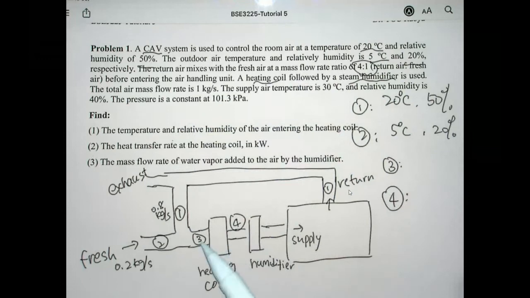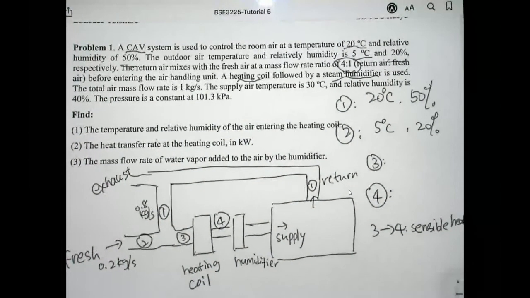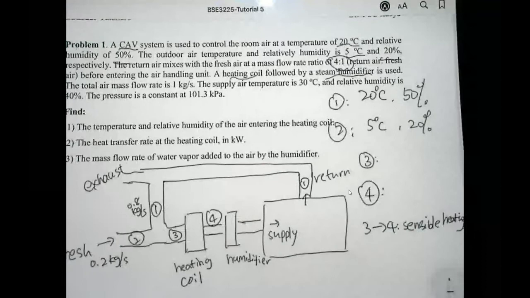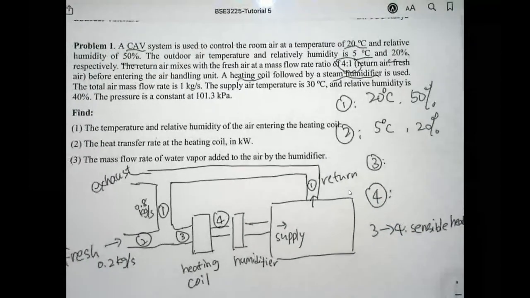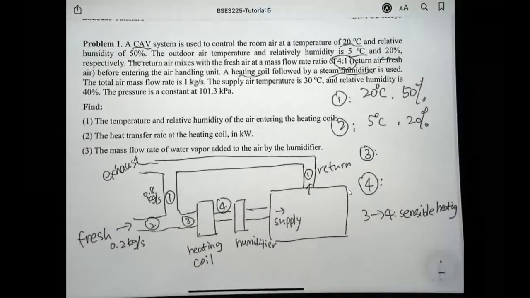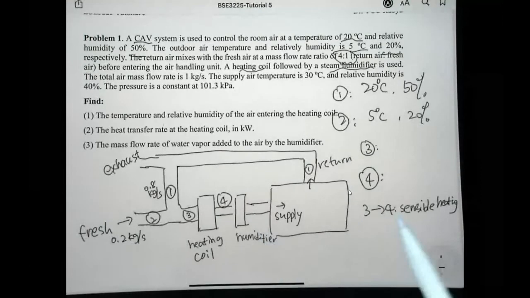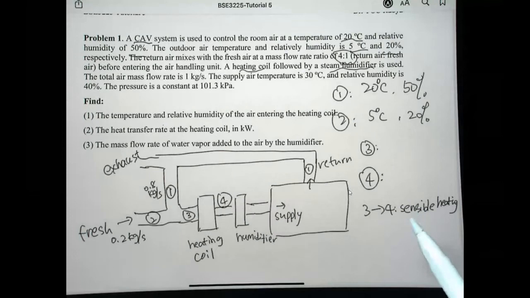But we know that from state 3 to state 4, it's a sensible heating process because it goes through a heating coil. That means the temperature will rise, but the humidity ratio will remain the same.